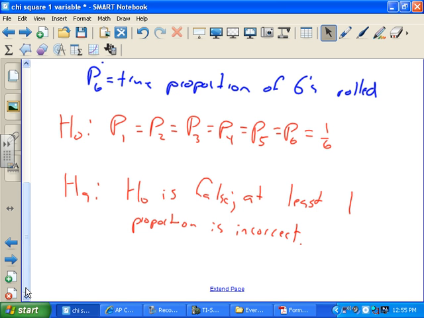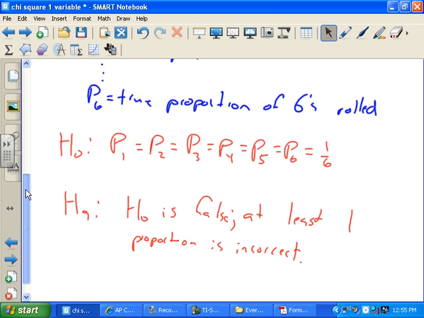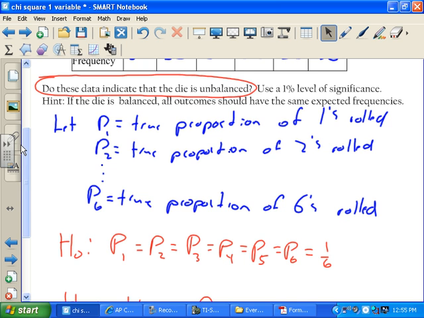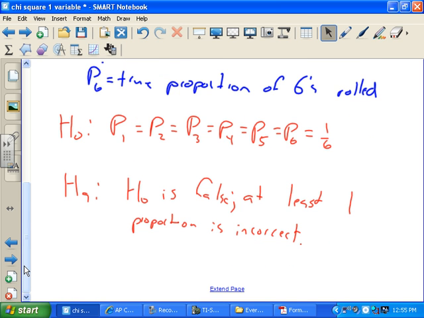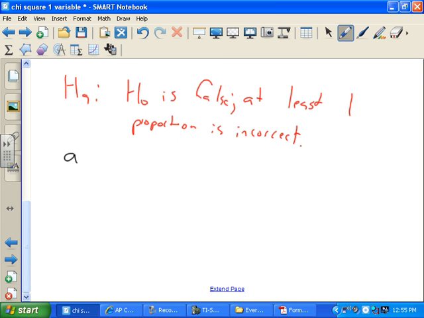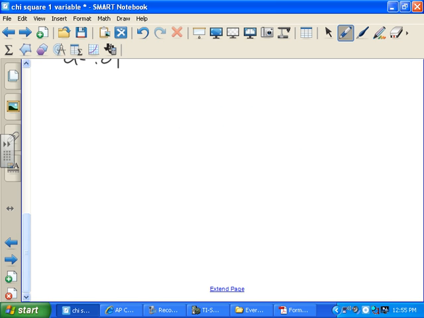Null, alternative. Let's see. What level did they tell us the test looks at? 1%. That's a free point on every test, basically. Alpha 0.01. And we are now using chi-square. And you do need to identify this by name.